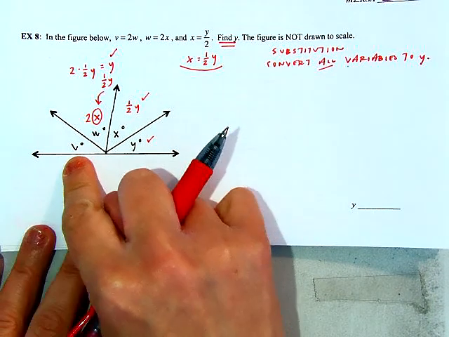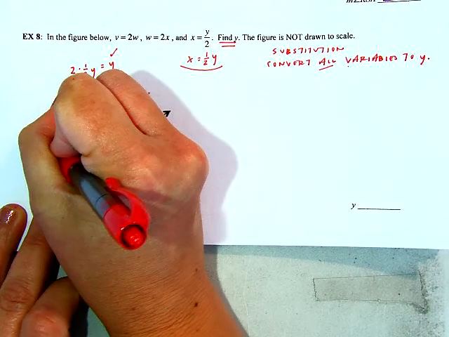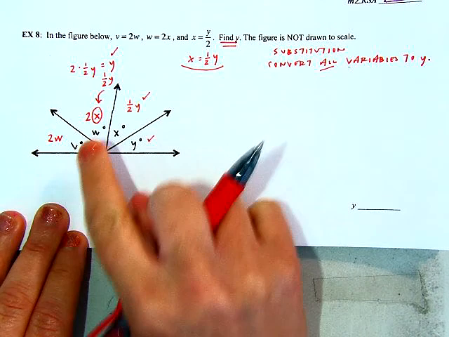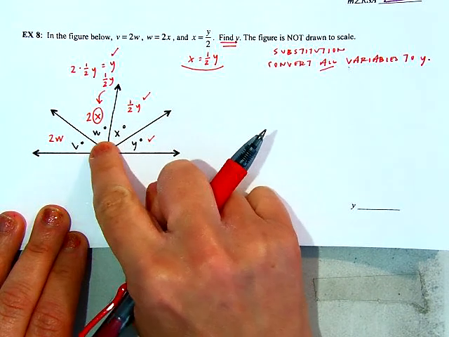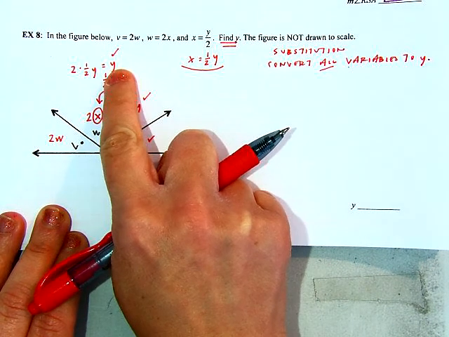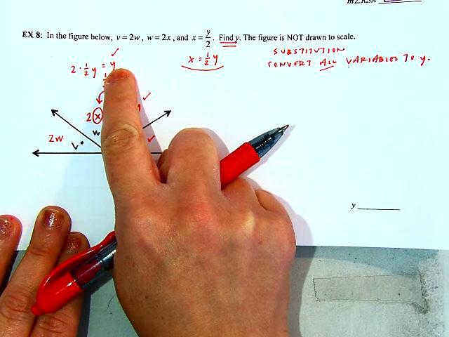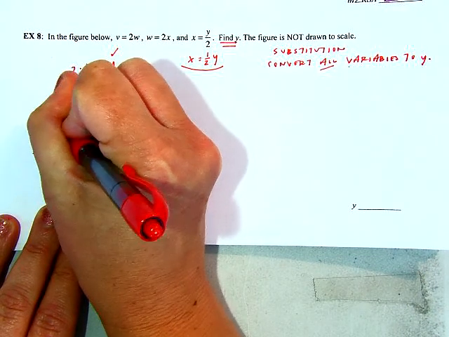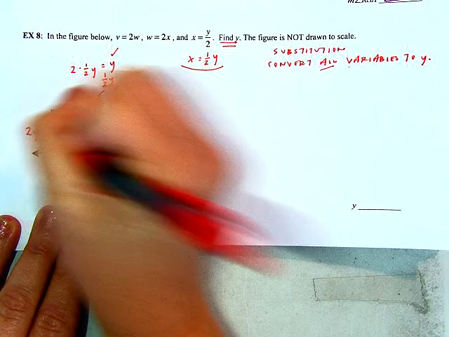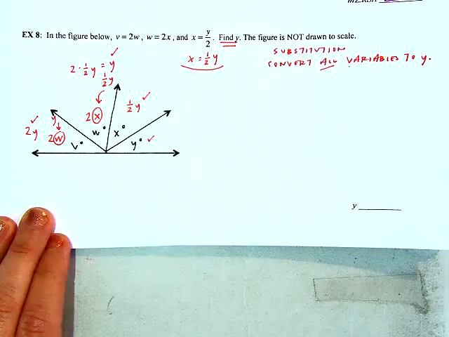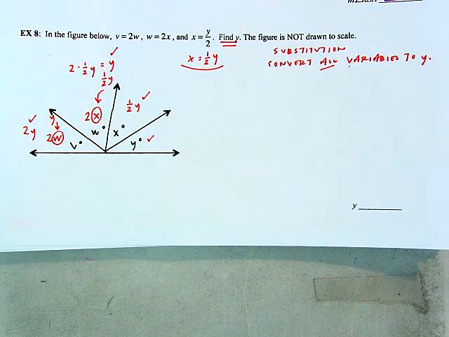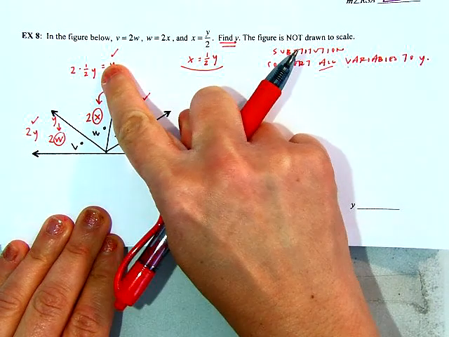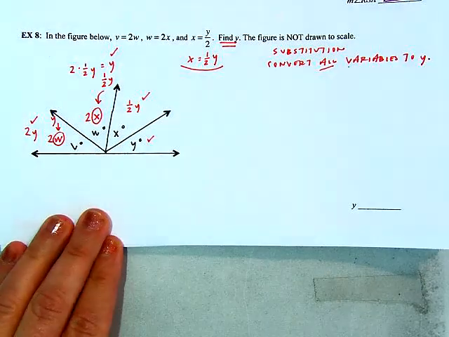Okay, on to v. V is 2w. Let me write that, 2w. V is the same as 2w. Well, w is the same as 2x. W is also the same as just y. So if I swap that in right here, I have 2y right here in this slot. So I now have it expressed in terms of y. This angle is y, this is half of y, this angle is y, this angle is 2y, right? Again, not drawn to scale.